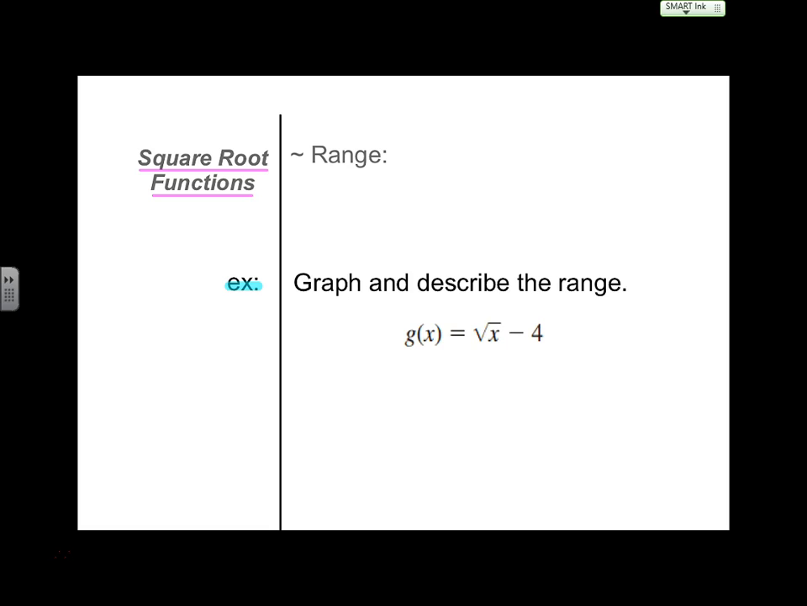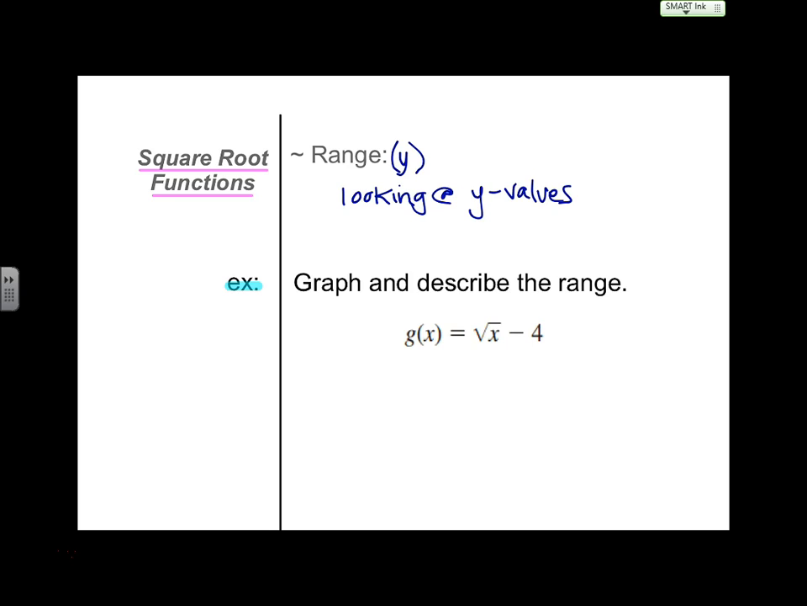Now for range. Remember, range is answering the question for y's, right? Range is looking at the y values. And we're going to call it range, but if you want to think with me, rangey. I've said it a few times. Rangey, it's just a way of remembering. Rangey, oh yeah, that ends in a y. Now, focus. Looking at the y values.